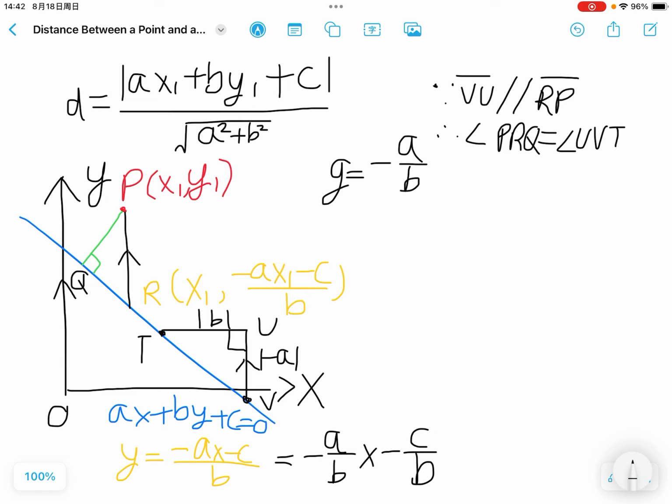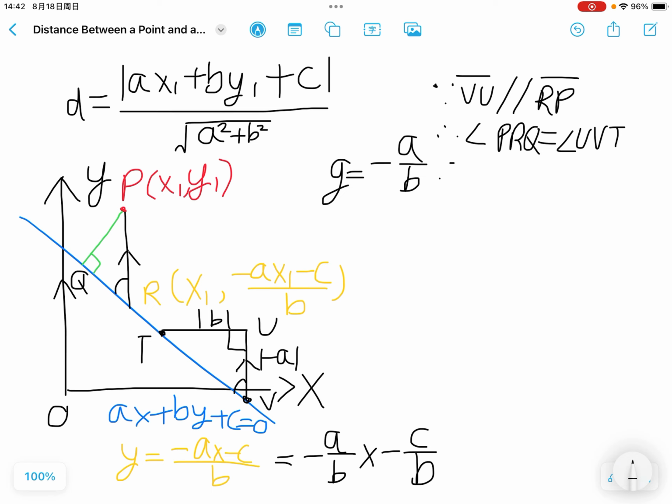So why is that? Because we have transversal lines. So this is the transversal line. It goes through PR and UV, so corresponding angles are equal. So these two angles are going to be equal. So we have two equal angles in two triangles. We have the right angle and we have another random angle. So this means that all the angles in these triangles are equal.